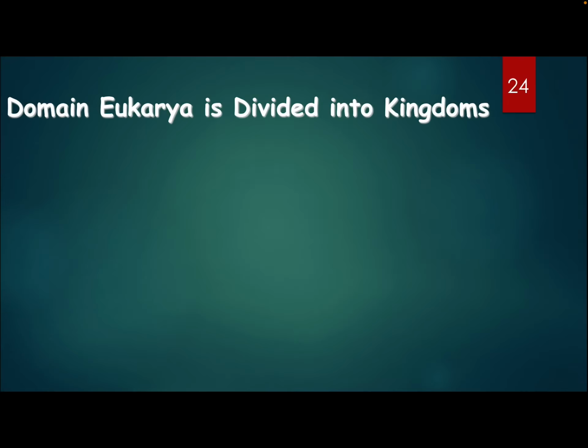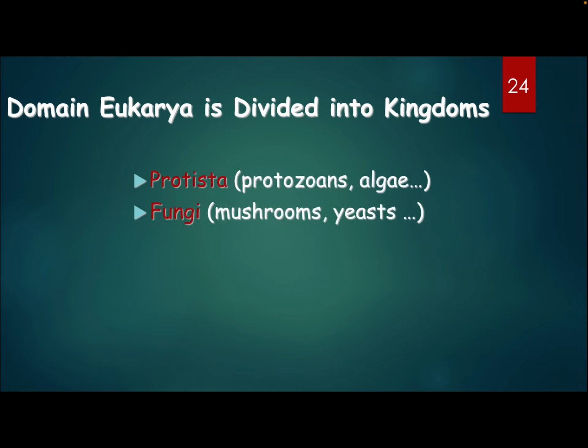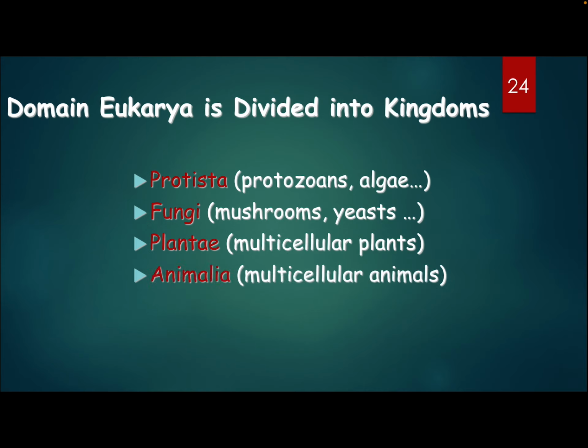Okay, so domain eukarya is divided into kingdoms. We have Protista, fungi, Plantae, and Animalia. Okay, so you have Protista, which is the protozoans and the algae. You have fungi, which is mushrooms and yeasts. Plantae is plants, and Animalia is animals.